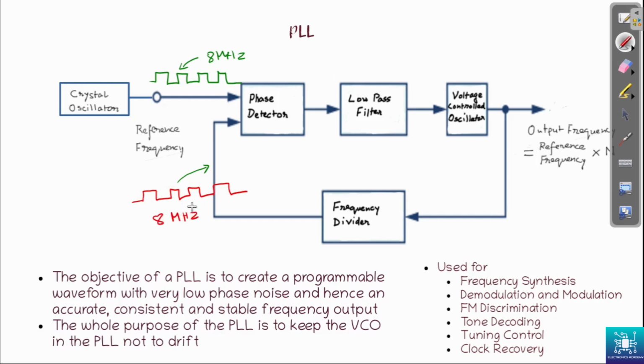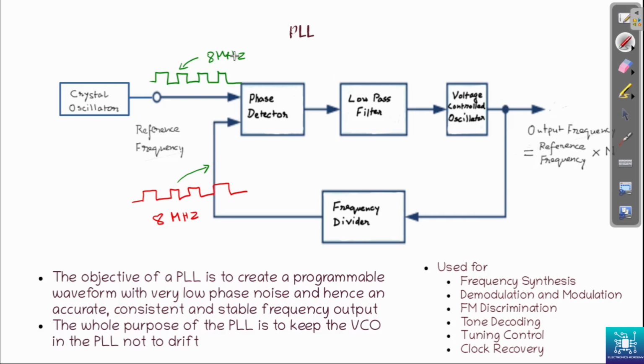But this 8 megahertz clock that we are getting is not stable. So there is phase noise here, and this is going to drift. And of course, the voltage controlled oscillator is not going to output 8 megahertz. It's going to output some higher frequency, and probably that is going to be brought down.